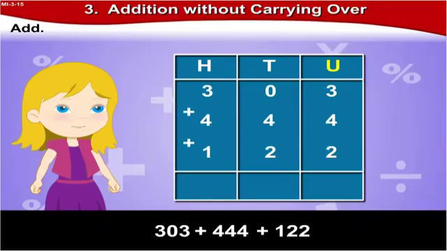In the units column, 3 units plus 4 units is 7 units, plus 2 units is 9 units. In the tens column, 0 tens plus 4 tens plus 2 tens is 6 tens. In the hundreds column, 300 plus 400 is 700, plus 100 is 800. So the answer is 869.